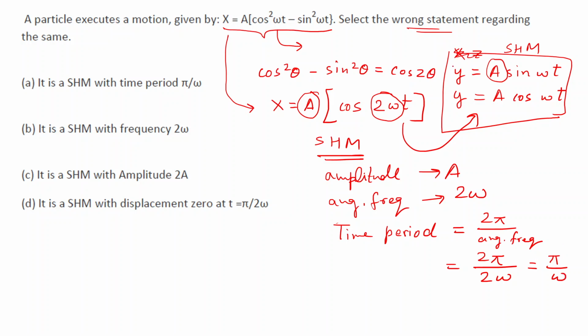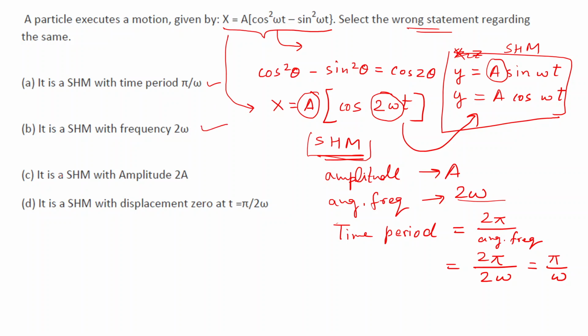So the question is, which of the statements about this particle motion is wrong? The first statement is, this motion is a simple harmonic motion with time period pi by omega. So we can see, yes, it is simple harmonic motion and the time period is pi by omega. So the first sentence is correct. The second sentence is, it is a simple harmonic motion with frequency 2 omega. So yeah, the frequency is 2 omega. So this sentence is correct as well.